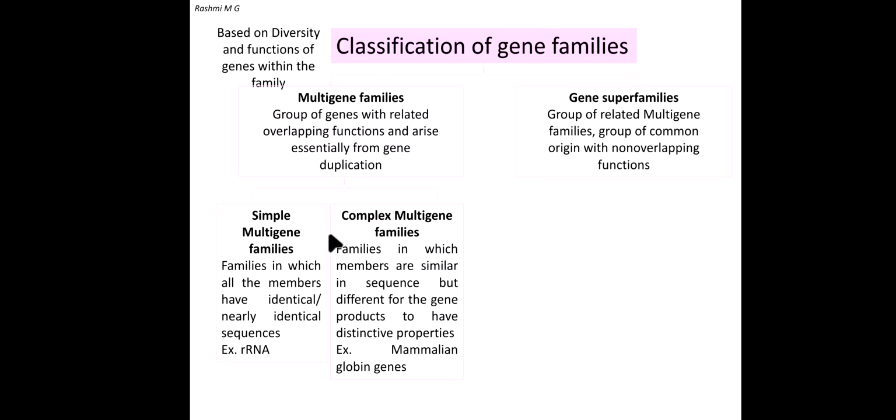There are subtypes like simple multi-gene families and complex multi-gene families. Simple multi-gene families are the families in which all the members have nearly identical sequences. Example, rRNA. Complex multi-gene families are the families in which members are similar in sequence but different in gene products, to have distinctive properties. Example, mammalian globin genes.